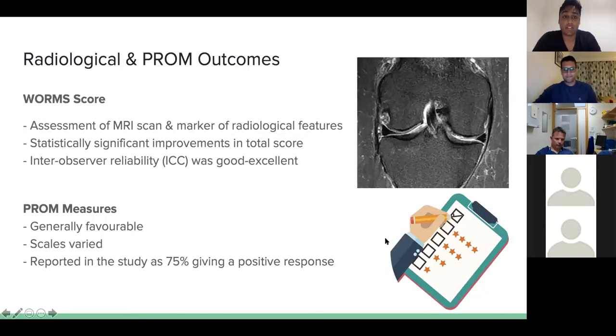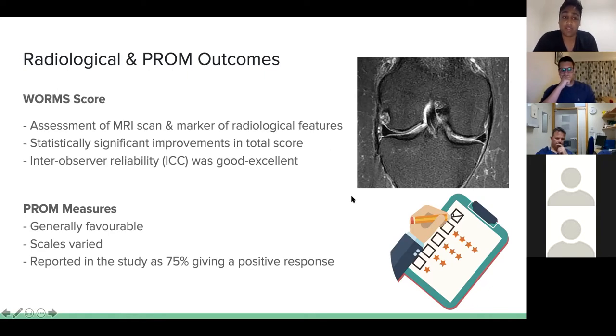In terms of radiological and patient outcomes, the WORMS score is an assessment of various features of the MRI. The post-MRI showed statistically significant improvements in the total score. There were two MSK radiologists who reported the scans. And sometimes with these things, there's a bit of difference in how each observer reviews the scans. The inter-observer reliability is a measure that's used to quantify that discrepancy. Here it was good to excellent, showing that there was good agreement between the two radiologists.